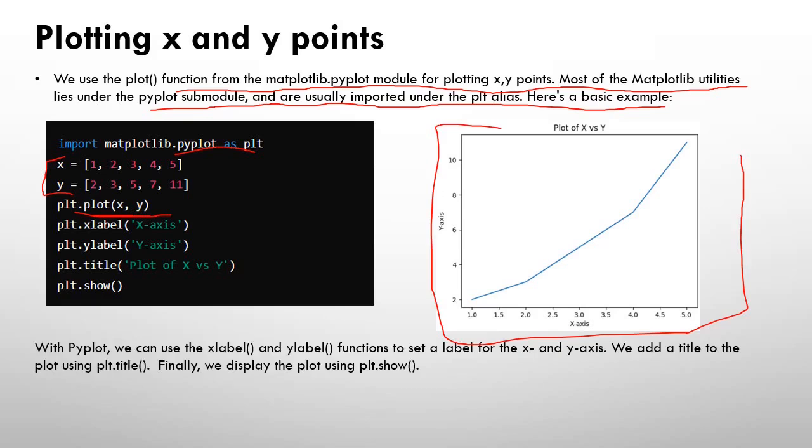With pyplot, we can also use the xlabel and ylabel functions to set a label for the X and Y axis. We add a title to the plot using plt.title. Finally, we display the plot using plt.show.